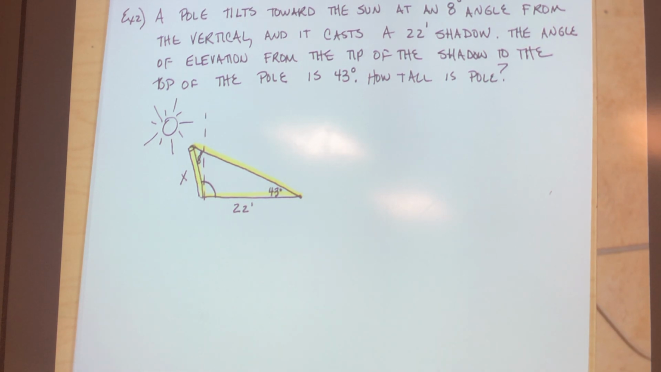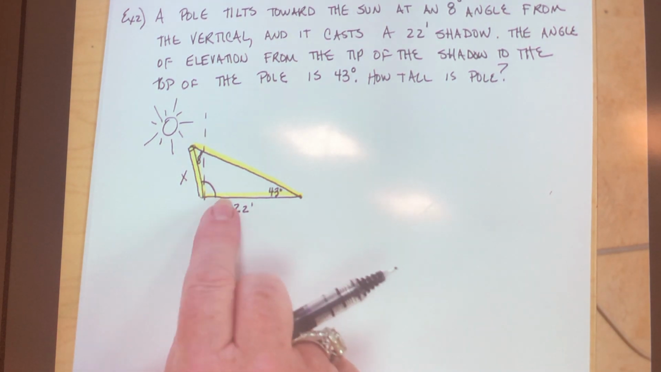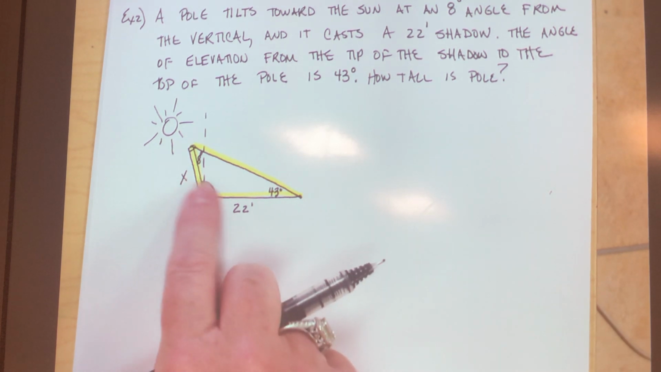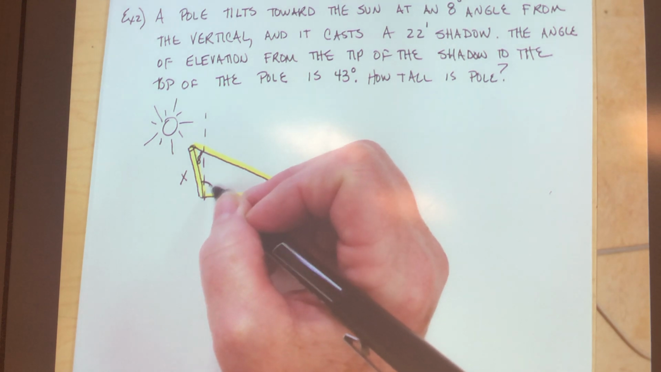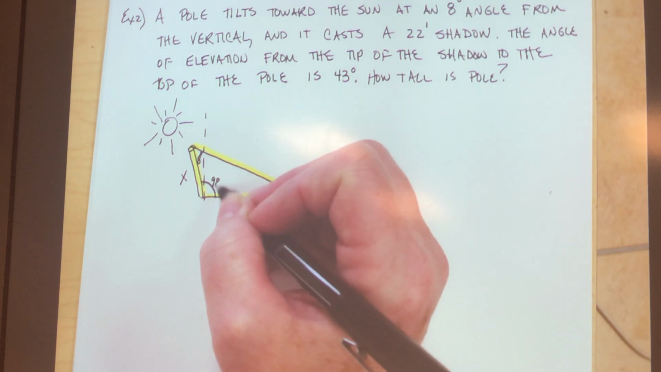I don't really care. Okay, so what about this angle right here? Can somebody tell me what the measure of this angle is? 98. It's the 90 plus the 8-degree tilt. So this is 98 degrees.